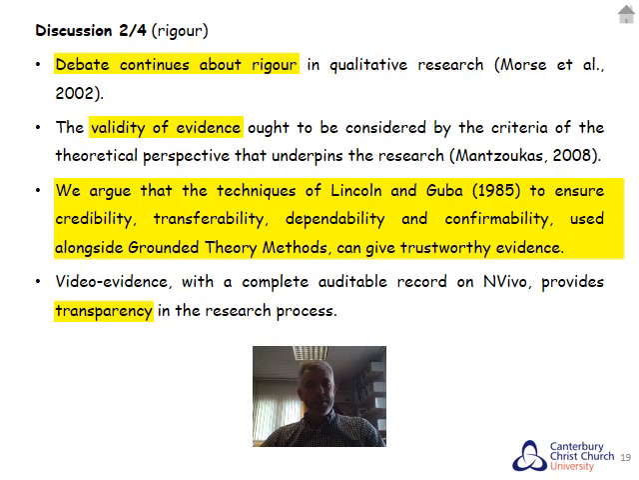So debate continues about rigour in qualitative research like this. Now, the validity of evidence ought to be considered by the criteria of the theoretical perspective that underpins the research. And we argue that the techniques of Lincoln and Guba 1985 to ensure credibility, transferability, dependability and confirmability, used alongside grounded theory methods, can give trustworthy evidence. Video evidence with a complete auditable record on NVivo provides transparency in the research process.